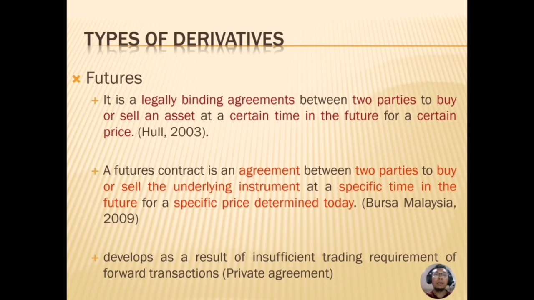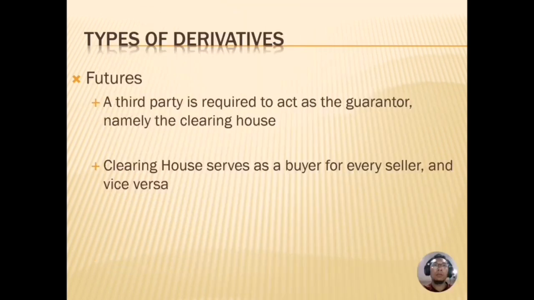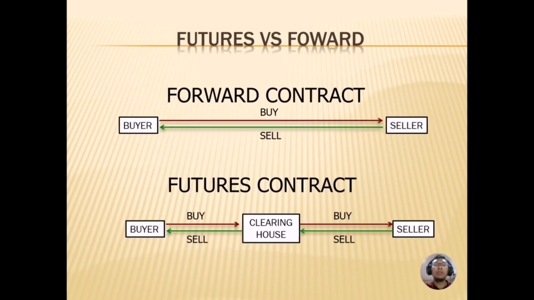Futures also developed as a result of insufficient trading requirements of forward transactions, which are private agreements. Under futures, a third party is required to act as a guarantor, namely the clearing house. The clearing house acts as a third party, or middleman, between the buyer and the seller. The clearing house serves as a buyer for every seller and vice versa. So this is the flow.